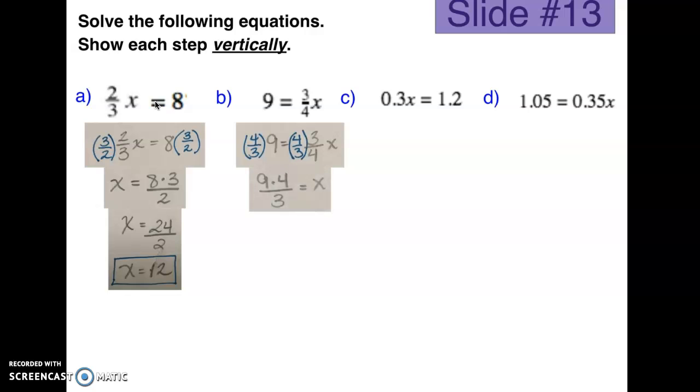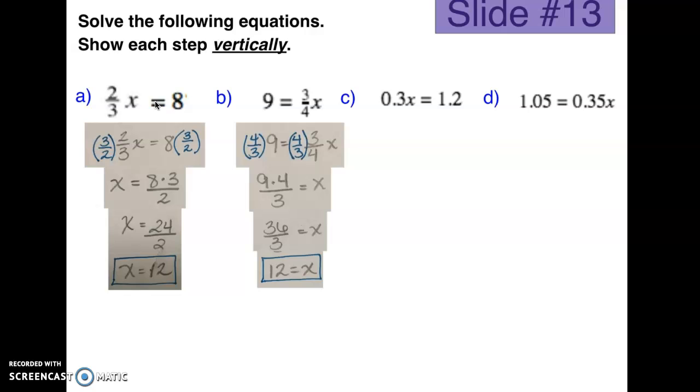I can get 9 times 4/3 equals x. 36/3 equals x. x equals 12. In C, similar situation, we have 3/10 x equals 1.2 or 1 2/10.